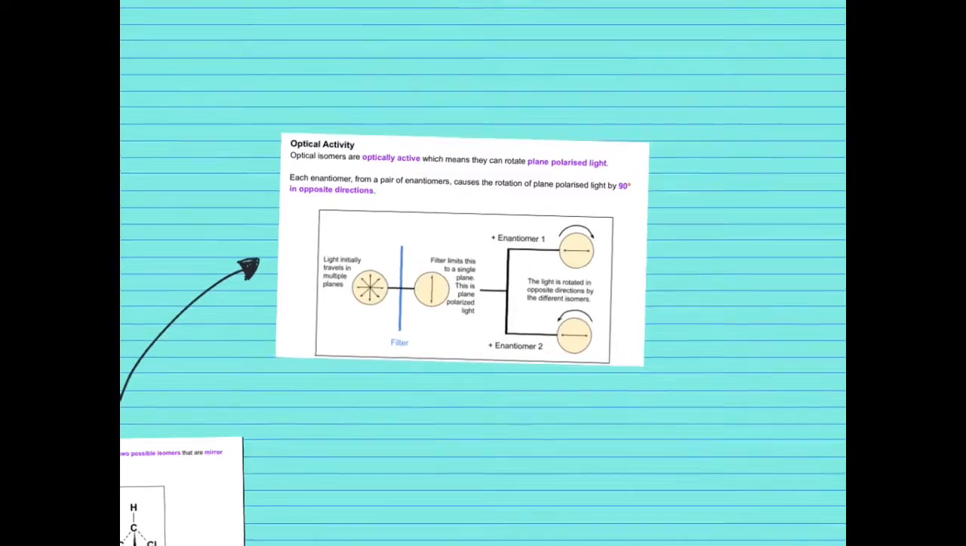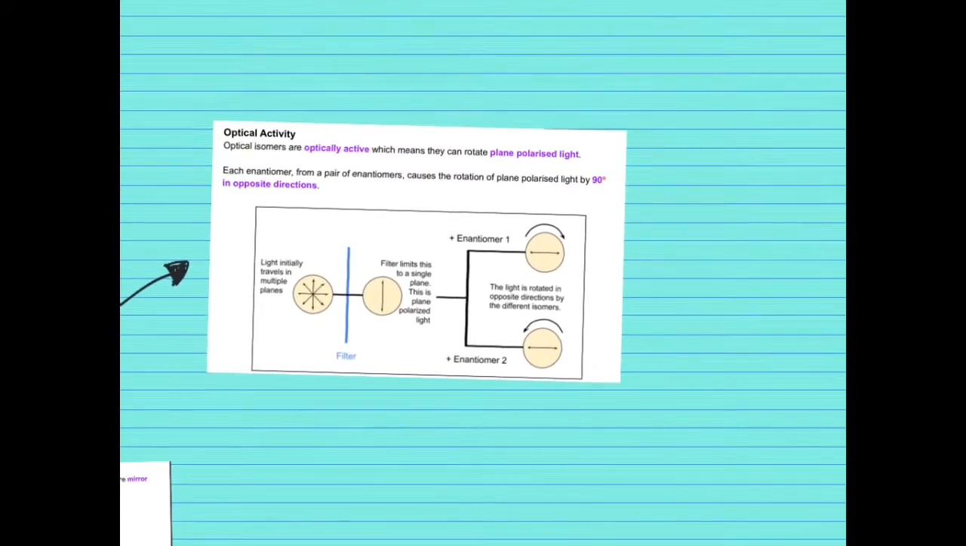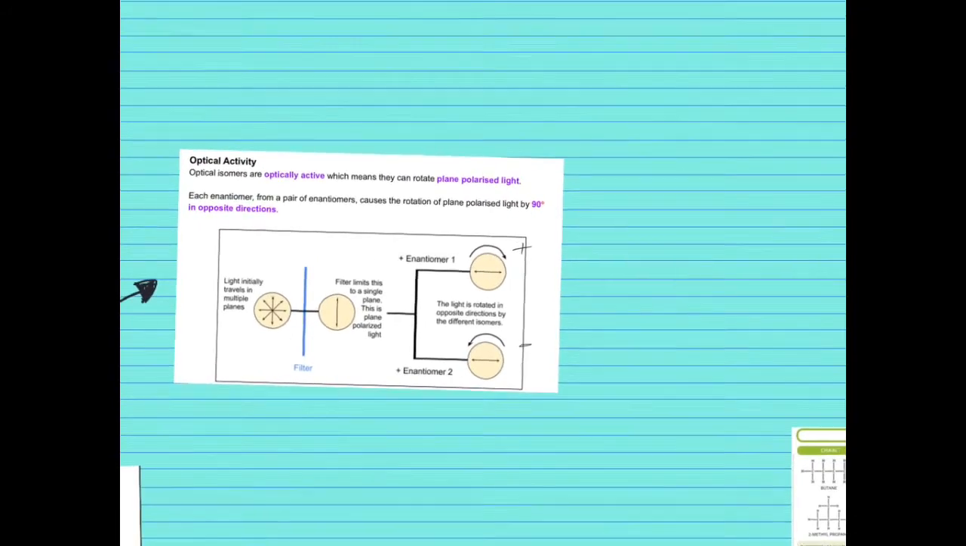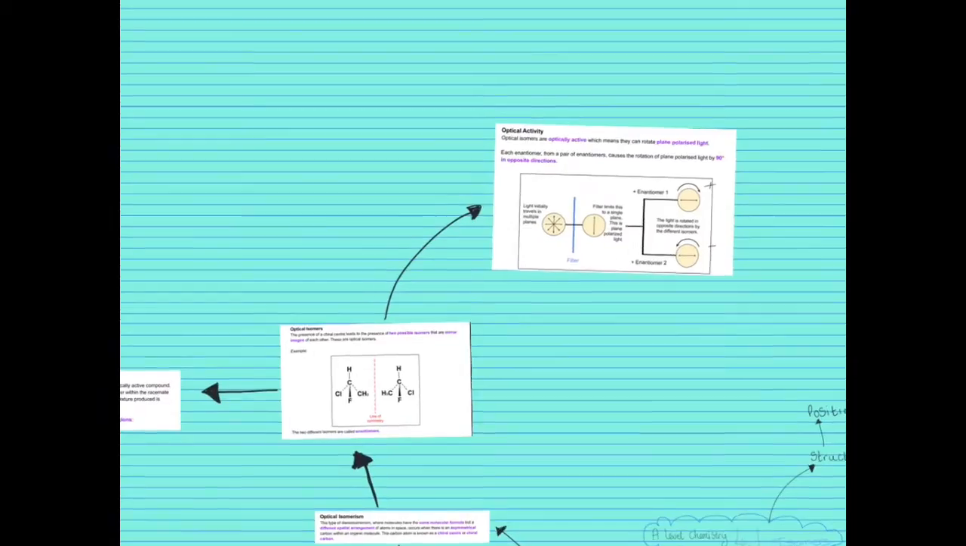These enantiomers will rotate plane polarized light. So optical isomers are optically active. That means they have the ability to rotate light. Each enantiomer will rotate it one way or the other, so we call them clockwise or anti-clockwise isomers. Sometimes they're called R and S, or sometimes positive or negative. Clockwise is positive, anti-clockwise is negative. They rotate polarized light in opposite directions. That's how we can work out if we've got 2 different enantiomers and what type of enantiomer we have.